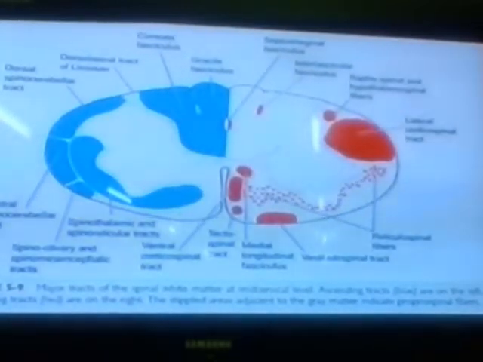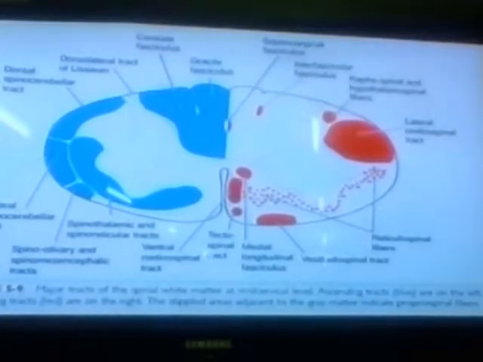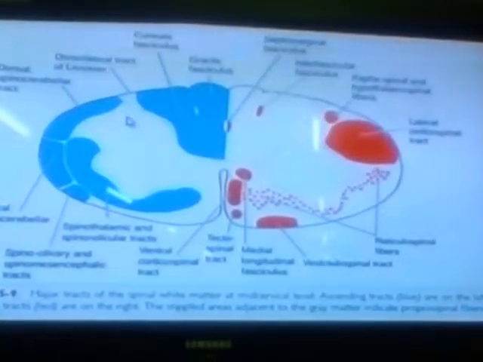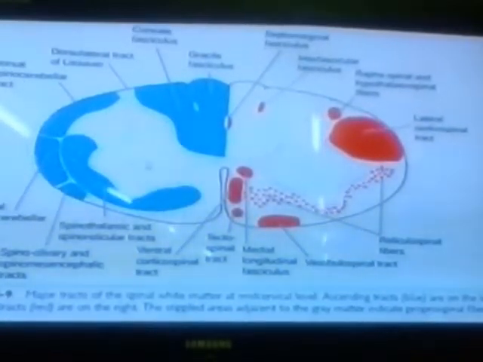All right. So the ascending tracks that we'll talk about: for pain and temperature, the spinothalamic. We talk about the dorsal column medial lemniscal system, as it relates to proprioception and fine touch. And then the other one that we can test for are the spinocerebellar tracts, for which there are two, the dorsal and the ventral spinocerebellar tracts.